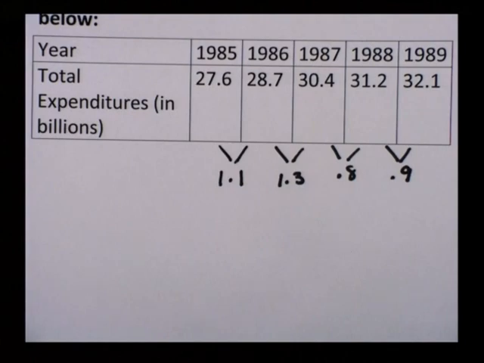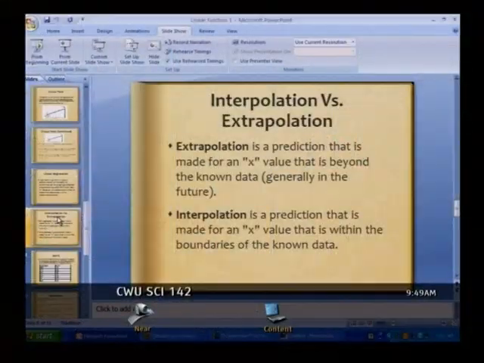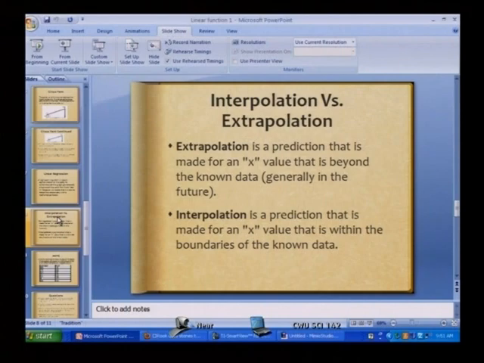All right, what we've just done is we have made some predictions, and we've actually made 2 types of predictions. One way that we predicted is through extrapolation. Extrapolation is a prediction that is made outside the data set. Your data set went from 85 to 89. We extrapolated to 91. That's beyond 89. So when you extrapolate, you're going outside the data set.